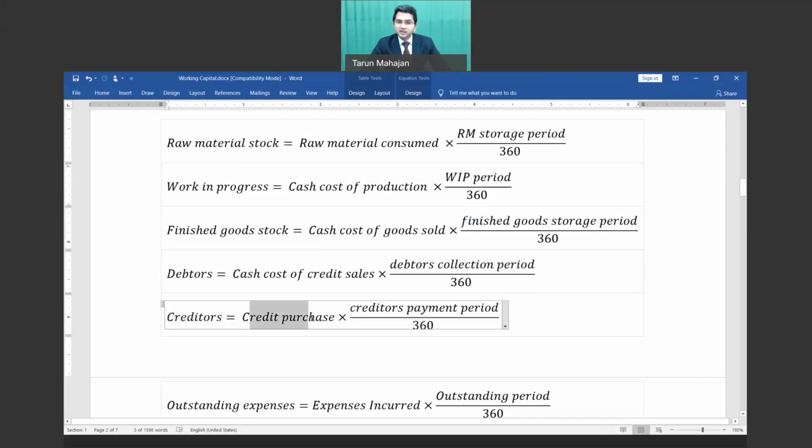For creditors, it is credit purchase. So raw material is not affected because depreciation and profit were not part of raw material stock. Similarly, creditors are also not affected because again depreciation and profit were not part of credit purchase. Divide by 360 multiplied by the repayment period.